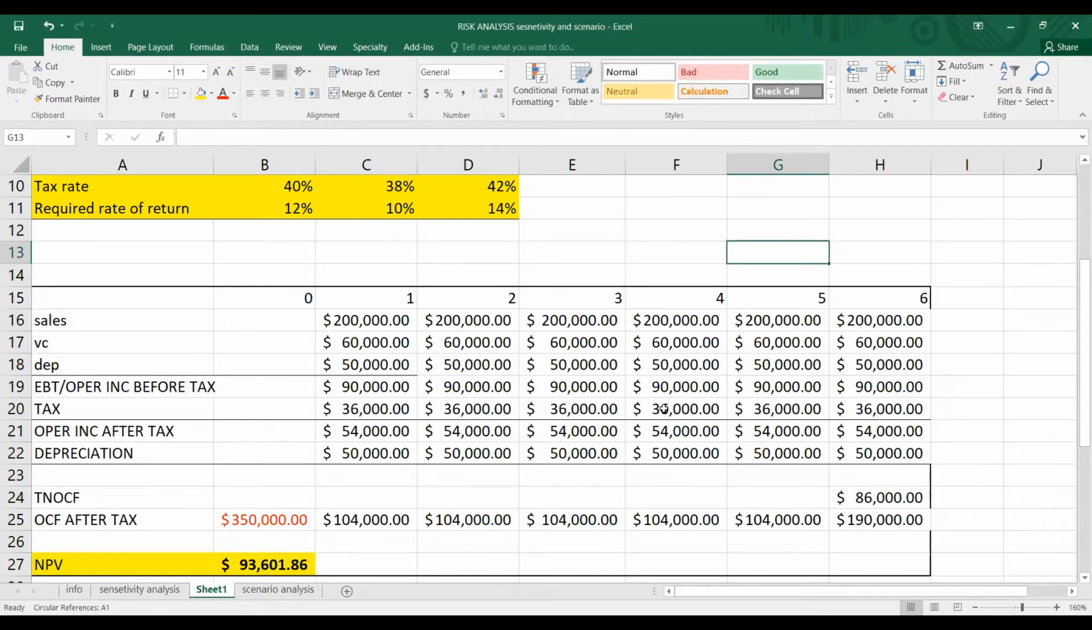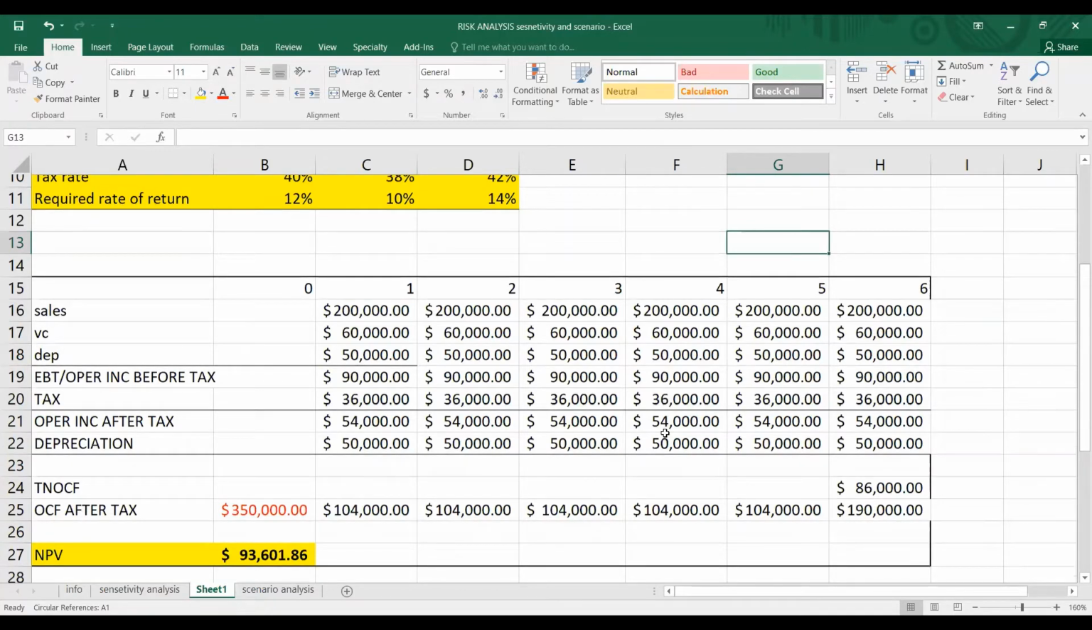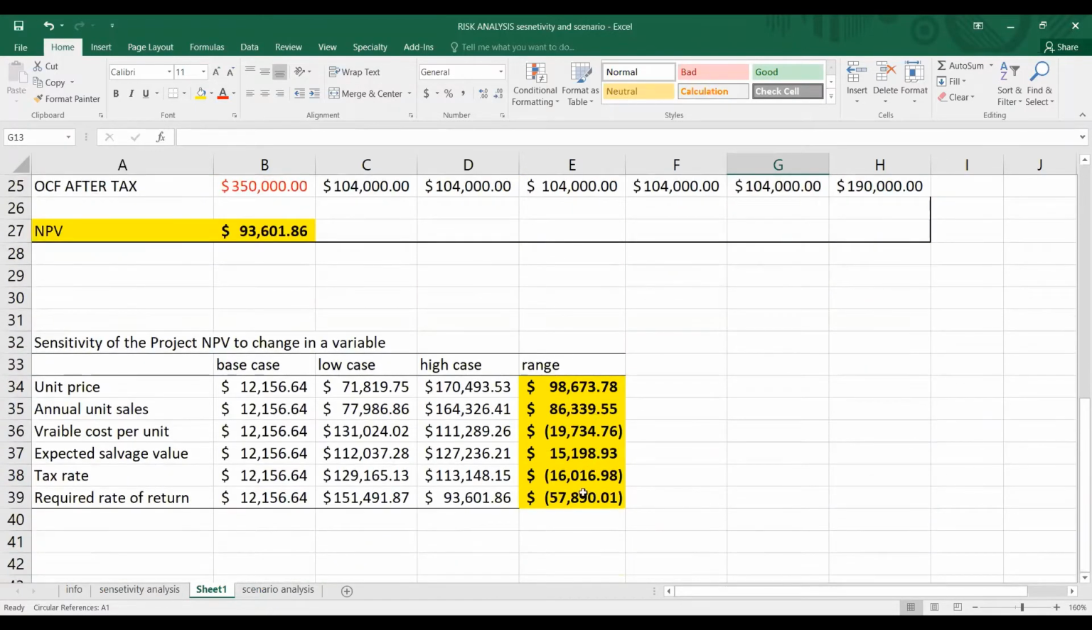Excuse me, can you explain the range? Yes, surely. The range shows you the difference between the highest and the lowest, by how much the NPV changed if you change only one variable. The larger the number, the more sensitive the NPV is to changes in that specific variable.